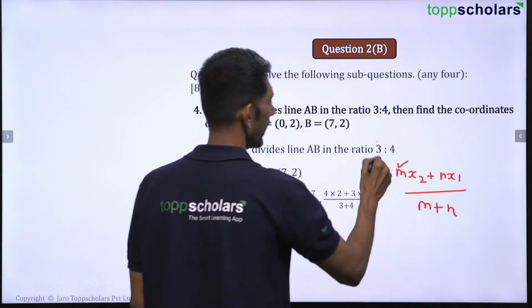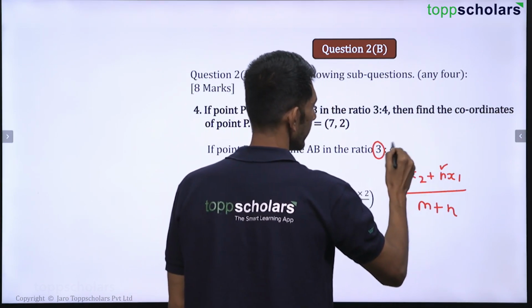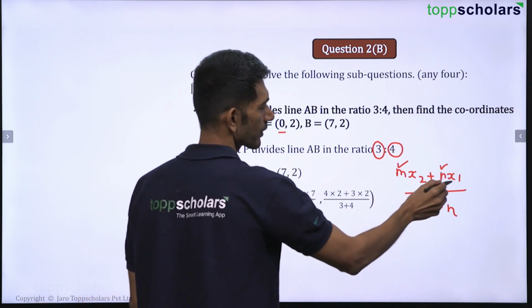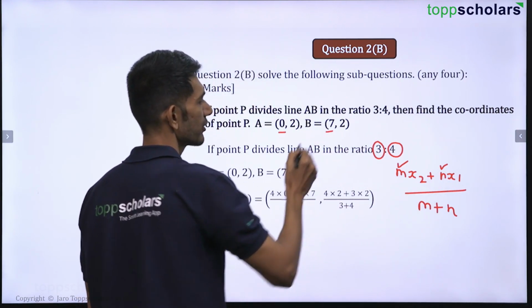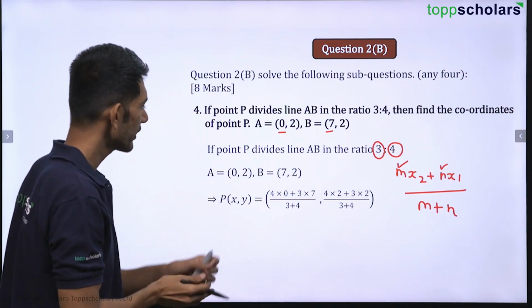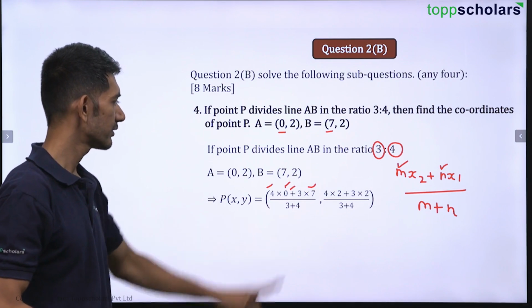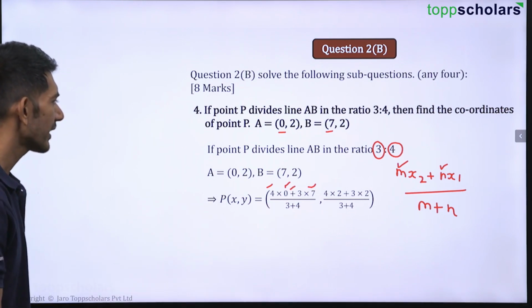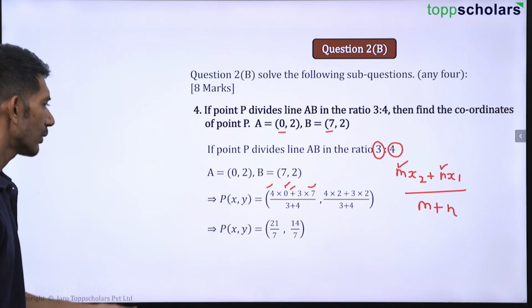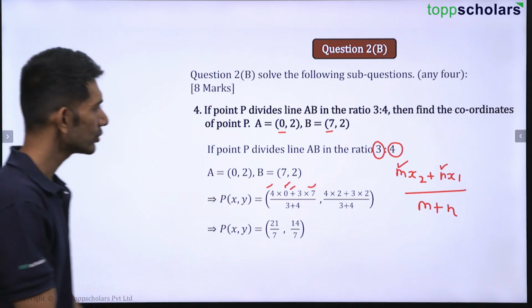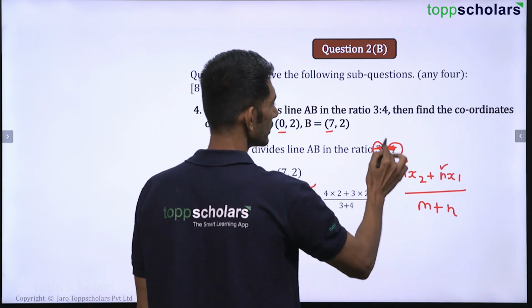What is m? M is 3. What is n? N is 4. x1 is 0. Correct? x2 is 7. So put it here. x1 is 0, x2 is 7, this is 4, this is 3. Put the values correctly. Substitute. Once you substitute, you get the final answer. Actually, it is 4:3. I'm just changing the question. It is 4:3.